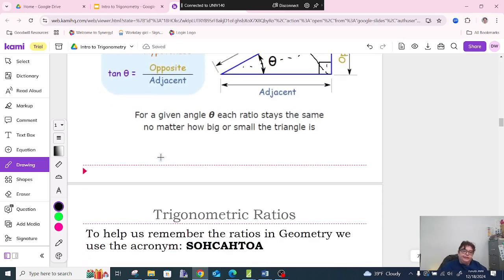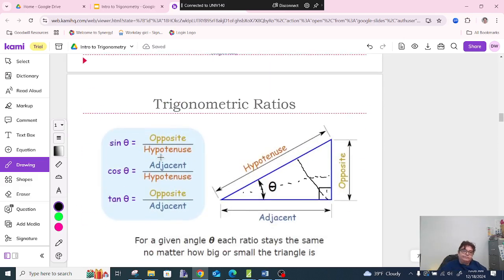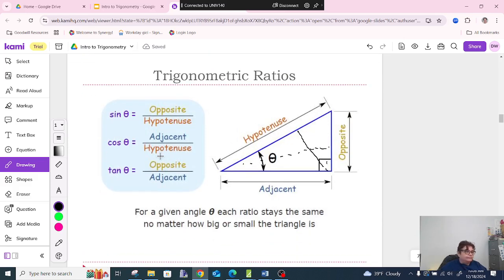So let's look here. You're supposed to write it down below where it says trigonometry ratios. Write the ratios below. It says it right on the paper. So you're going to write sine theta equals opposite over hypotenuse. Cosine theta equals adjacent over hypotenuse. Tangent theta equals opposite over adjacent.